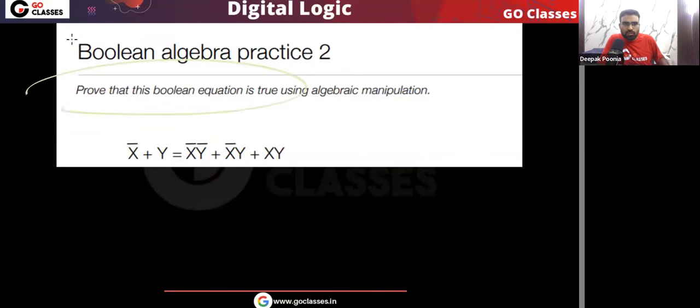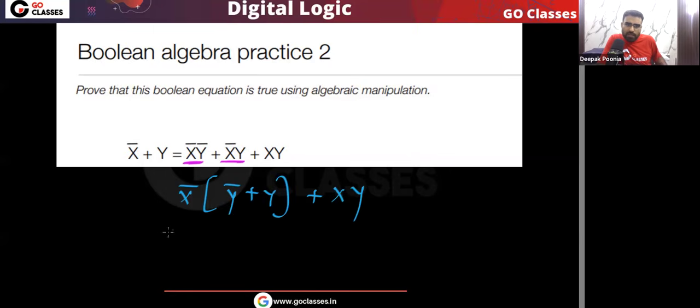Let's solve this question. Prove that this Boolean equation is valid using the Boolean algebra rules. So very simple. Let's simplify this RHS. In this RHS, you can see we have x bar, x bar y. I can take x bar out. If I take x bar out, I will get y bar or y or xy. What is y bar or y? That will be 1. So I will get x bar or xy.